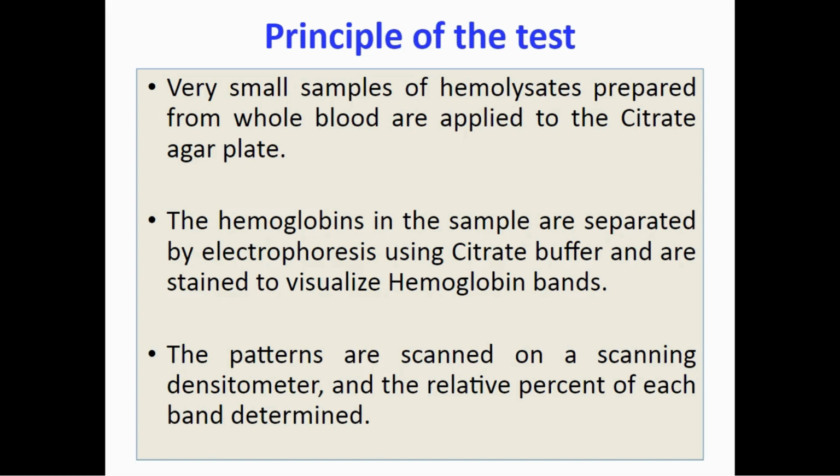The whole blood is centrifuged first. The hemolysate reagent hemolyzes the red blood cells and stabilizes the hemoglobin. We take only the packed cell volume for hemoglobin electrophoresis. Then a very small quantity of this sample is applied to the citrate agar plate. All types of hemoglobin present in the sample are then separated by electrophoresis using citrate buffer and are stained. The patterns are scanned on a scanning densitometer, and the relative percentage of each band is determined.